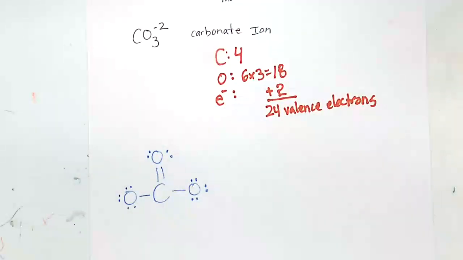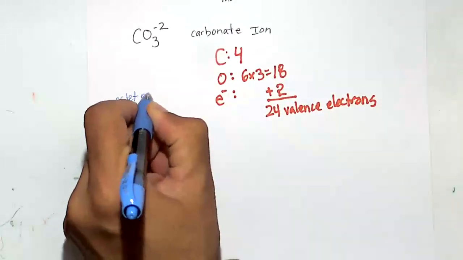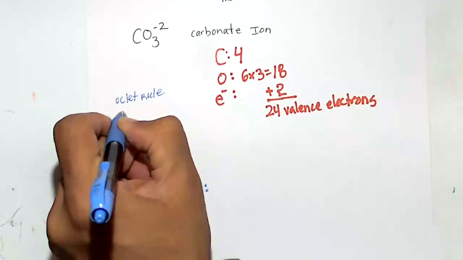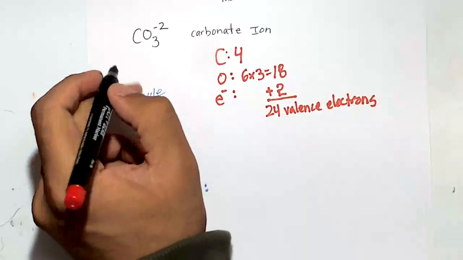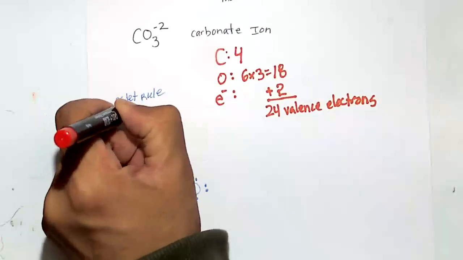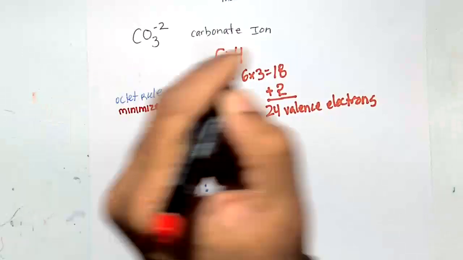There are 2 things we have to do. One is the octet rule, and the big one. What's the big one? I'll put it in red ink. Minimize what? Minimize formal charge. Very good.